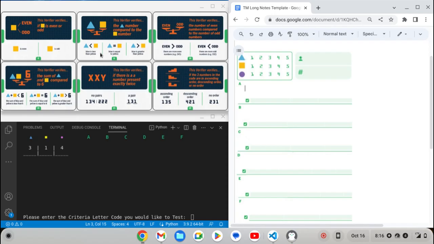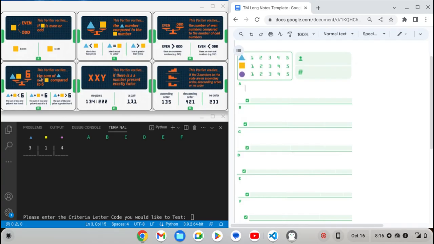Criteria card B takes a look at our first 2 digits, triangle and square, and compares them. So should the value of triangle be less than square? Should they be equal, or should the value of triangle be greater than square? Criteria card C will take a look at our 3-digit solution and will let us know a little bit about the ratio of even to odds. Should there be more even than odds, or should there be less even than odds?